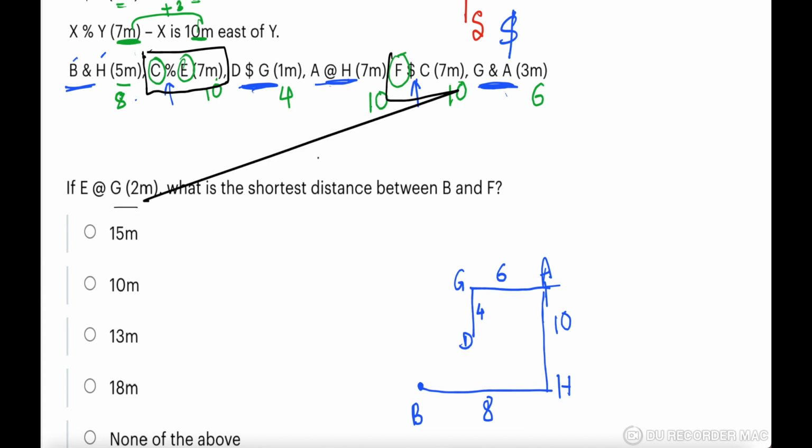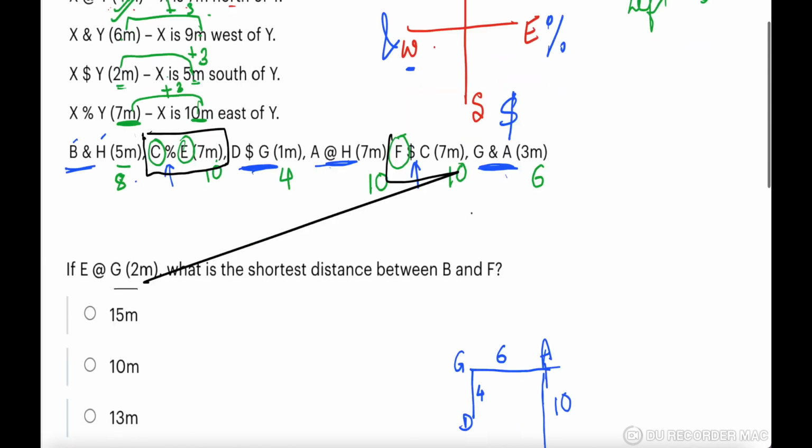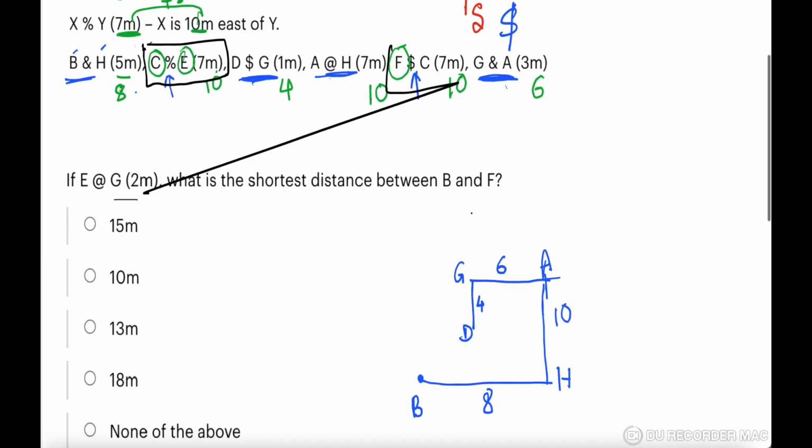E@G 2 meter. So what is the meaning of @? It means north. So E is north of G, and 2 meter means 3 plus 2, 5. So here instead of 2 we will take 5. Okay, so E is north of G and that is 5 meter.